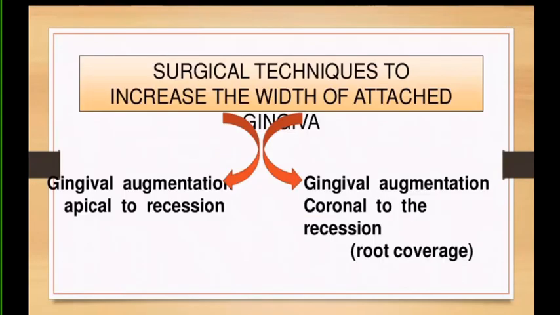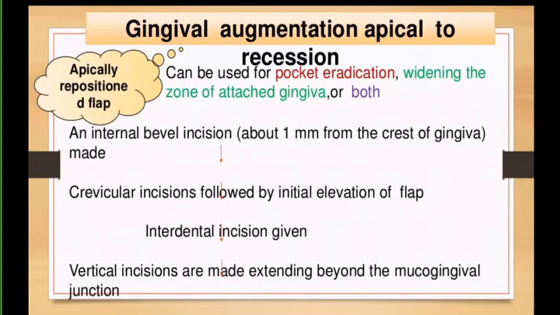So you understood the technique. The technique is very simple. A normal flap is raised, which is partial thickness. It is just displaced downwards towards the apex of the tooth, or towards the mucogingival junction, and the raw eroded surface that is present coronal to the flap will regenerate into new epithelium, and you will have increased width of attached gingiva.